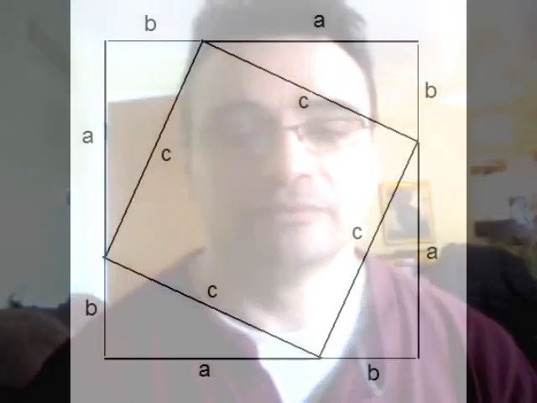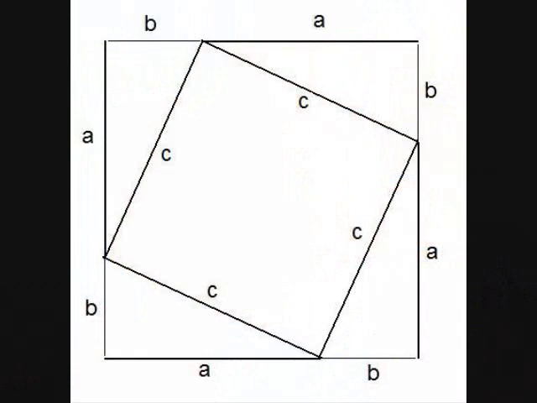We do an informal proof of the Pythagorean Theorem by starting off with a larger square, inside of which we draw a smaller square. The edge length of the larger square is the sum of two numbers a and b, whereas the edge length of the smaller square is c. Notice that the figure contains four congruent right triangles.